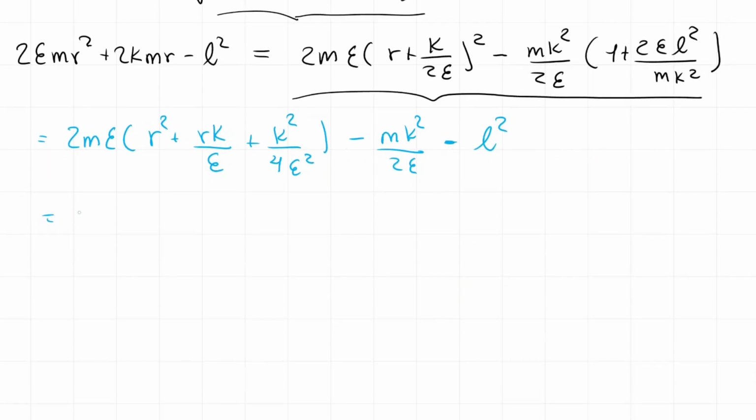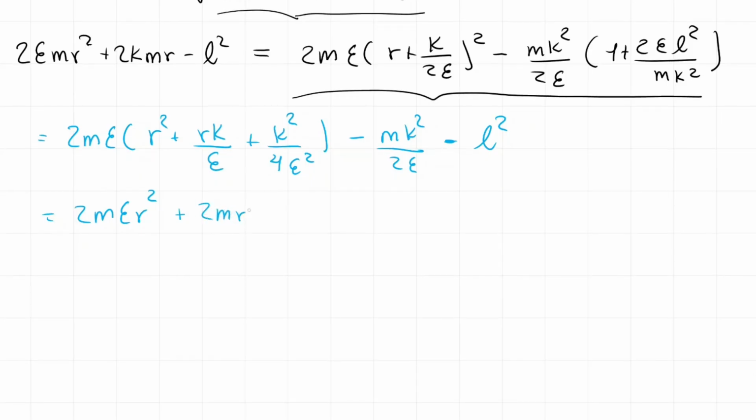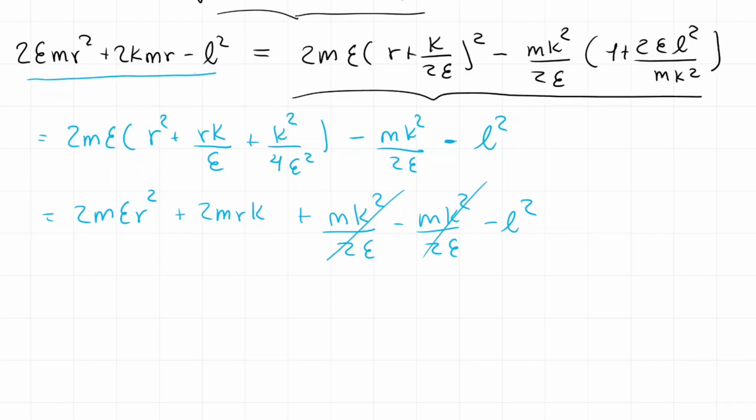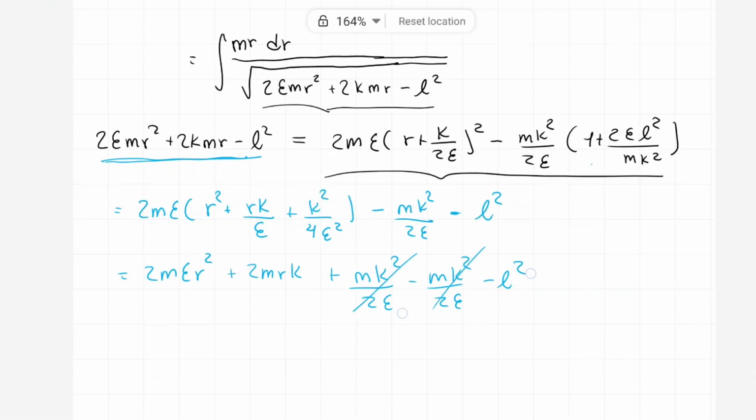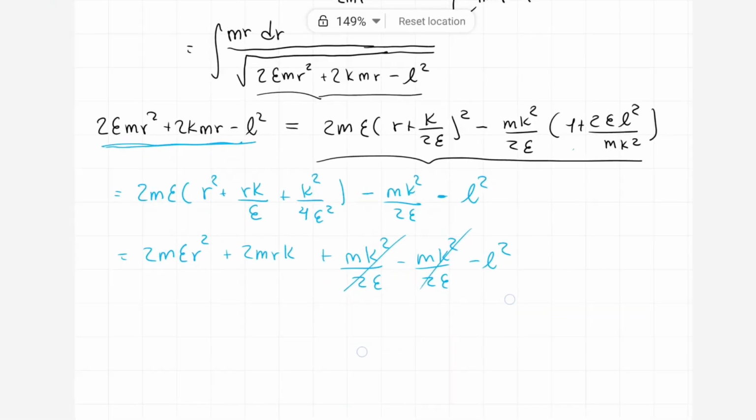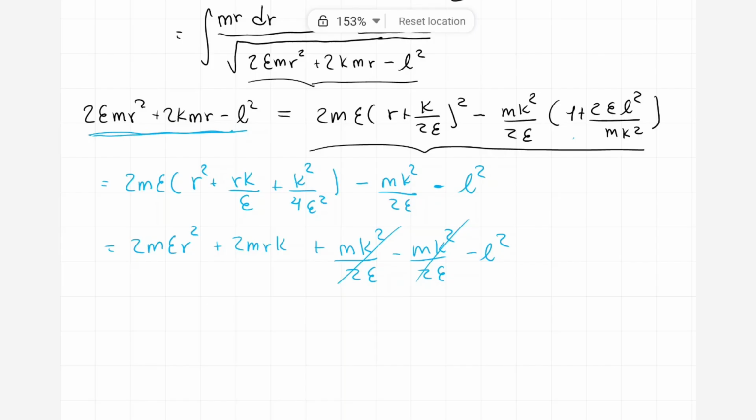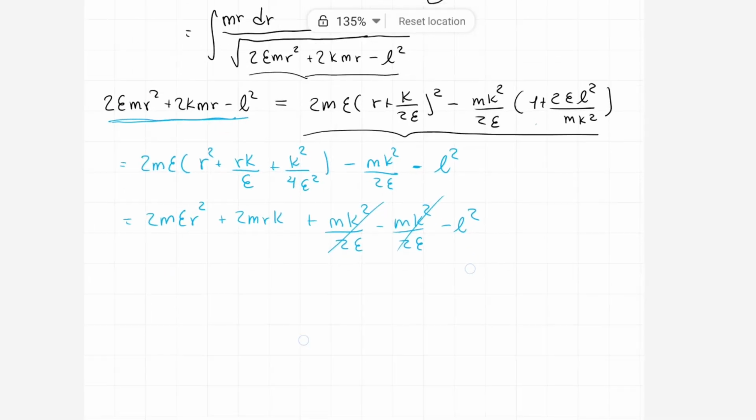Okay, so this is 2mEr squared plus 2mrk, and then plus mk squared over 2E, and then minus mk squared over 2E minus l squared. Look, these terms will cancel, and we are going to get what we started with. So yeah, that means that we can write this as all this. You might be wondering why, because it seems a little bit more complicated, but you are about to see that it will help a lot.